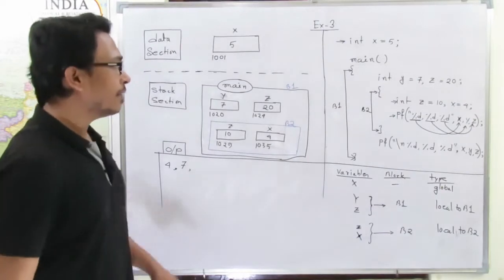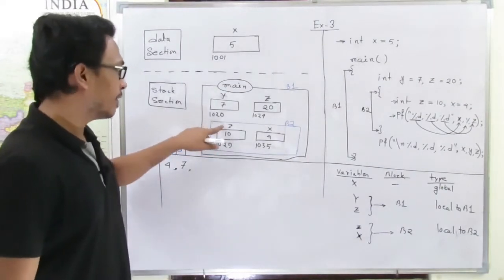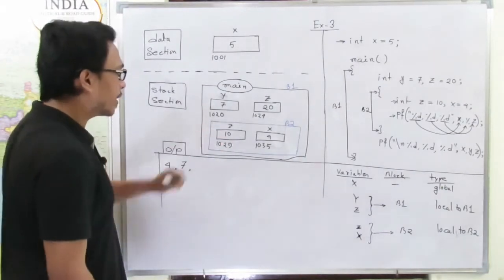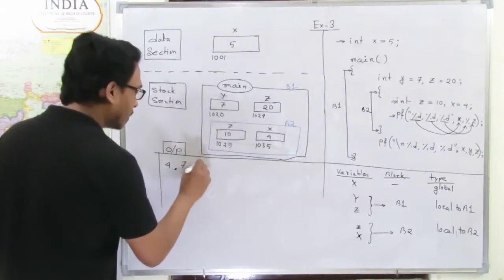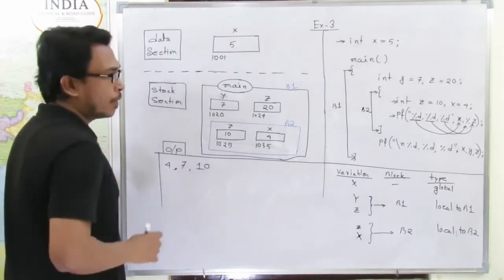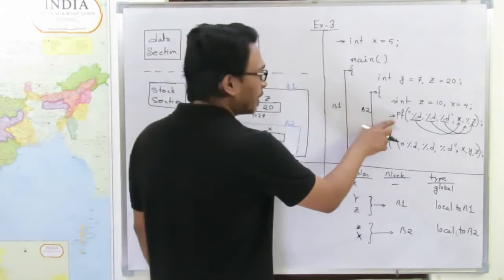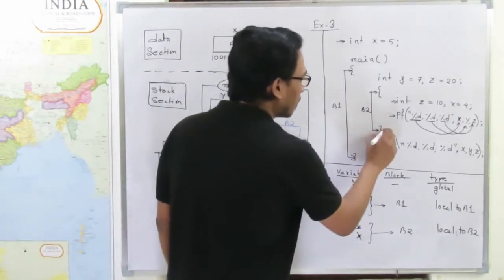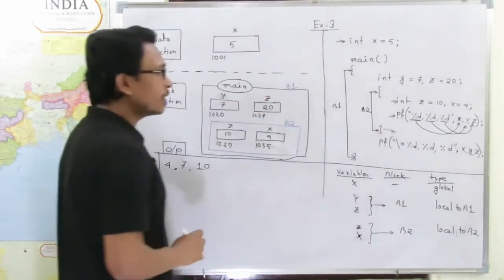Now is z available inside the B2 block? Yes, z is available inside the B2 block. So what is the content of z? z contains 10. So now it will display 10. Now after execution of this printf instruction, the system comes out from this inner block.